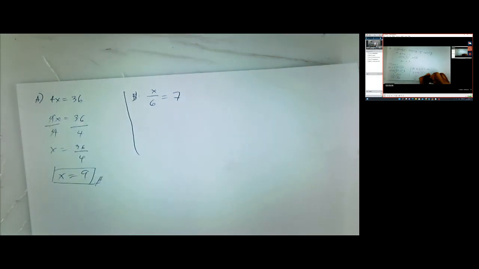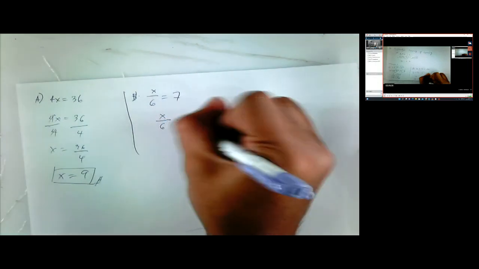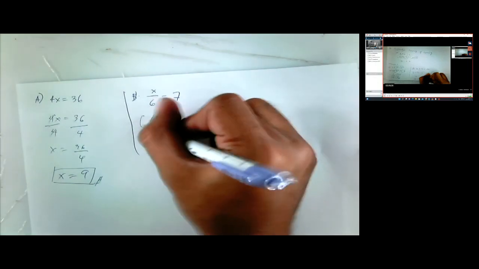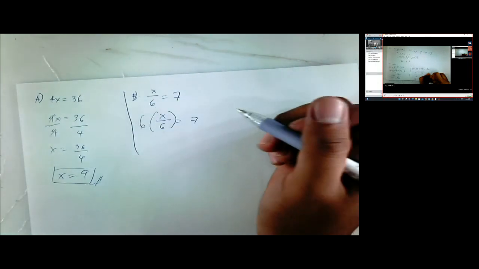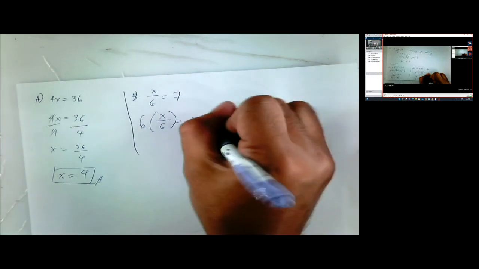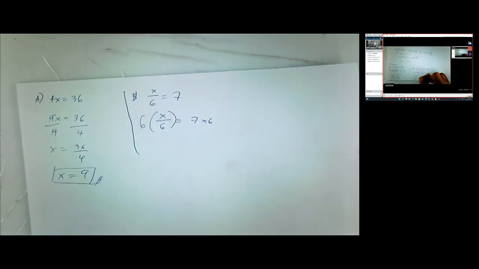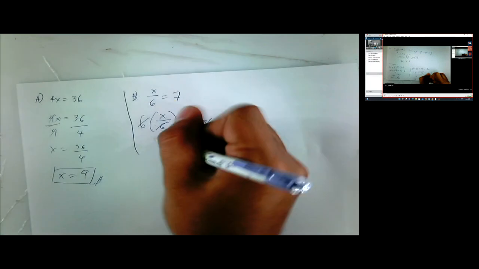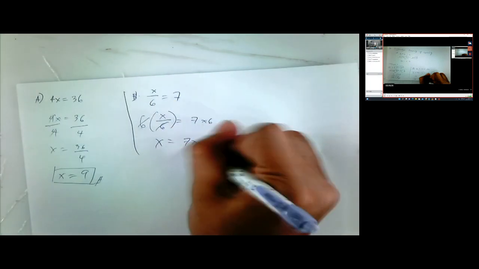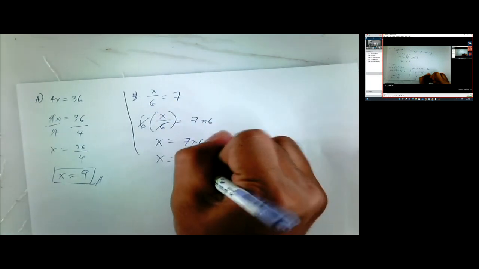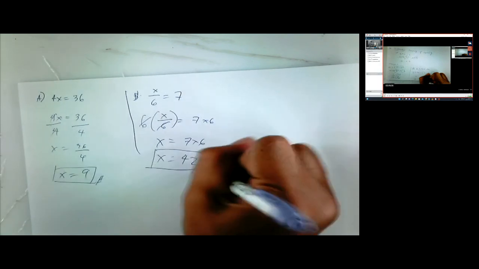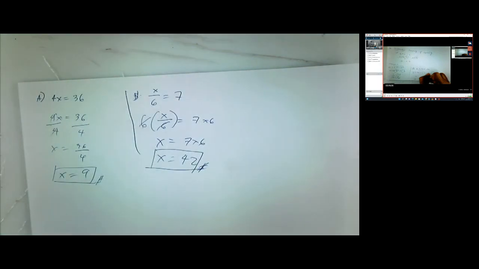As for letter B, you have x over 6 is equal to 7. So, to remove the denominator 6, you're going to multiply this by 6. And if you multiply the left-hand side by 6, you also need to multiply the right-hand side by 6. And so you will have x is equal to 7 times 6, which is x is equal to 42. And that would be the value of your variable.